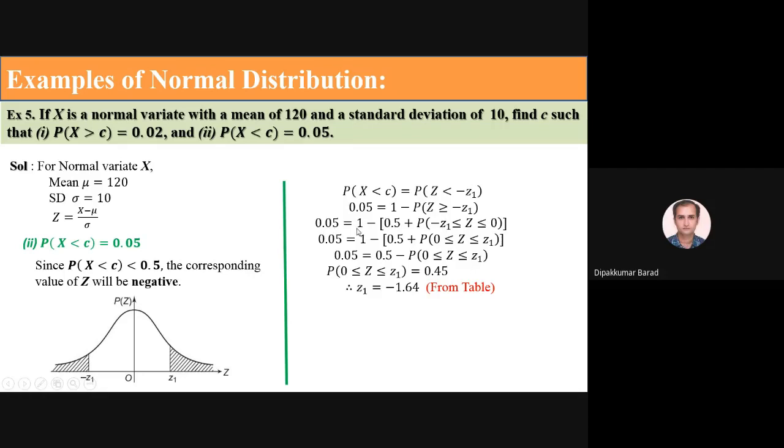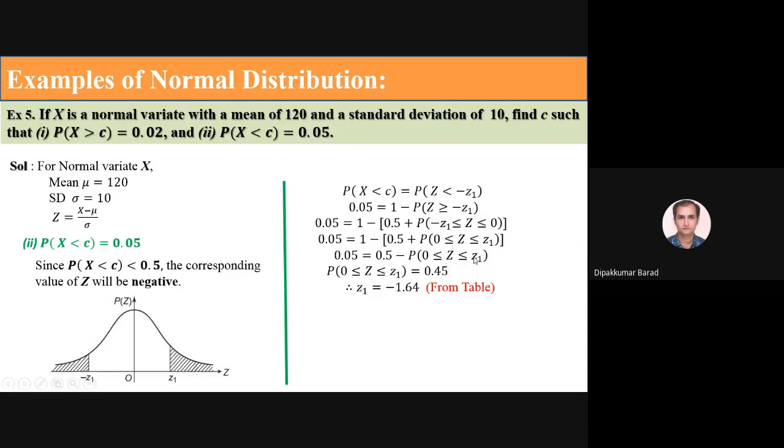So 0.5 plus Z between minus Z1 and 0, subtracted from 1, gives 0.05. Here we use symmetry: Z in between minus Z1 and 0 means Z in between 0 and Z1. So 1 minus 0.5 gives 0.5, minus P of Z between 0 and Z1. So P of Z between 0 and Z1 is 0.5 minus 0.05, which is 0.45. Now I have to look up 0.45 in the table, which gives me some positive value of Z, but we already know that Z is negative.